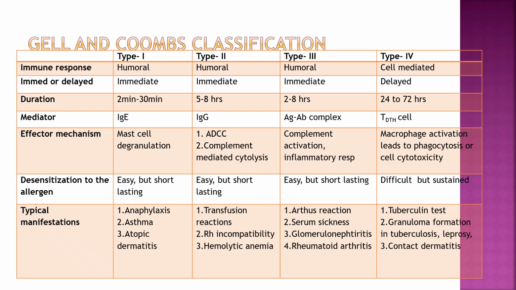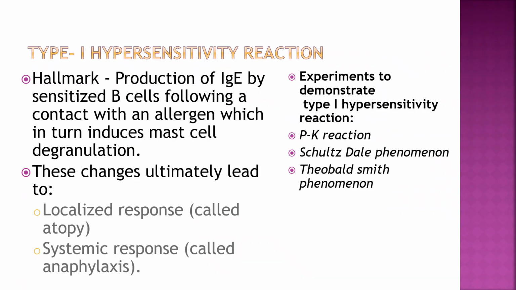Desensitization to the allergen: type 1 easy but short lasting, type 2 easy but short lasting, type 3 easy but short lasting, type 4 difficult but sustained. Typical manifestations: type 1 anaphylaxis, asthma, atopic dermatitis. Type 2 transfusion reactions, Rh incompatibility, hemolytic anemia. Type 3 Arthus reaction, serum sickness, glomerulonephritis, rheumatoid arthritis. Type 4 tuberculin test, granuloma formation in tuberculosis, leprosy, contact dermatitis.